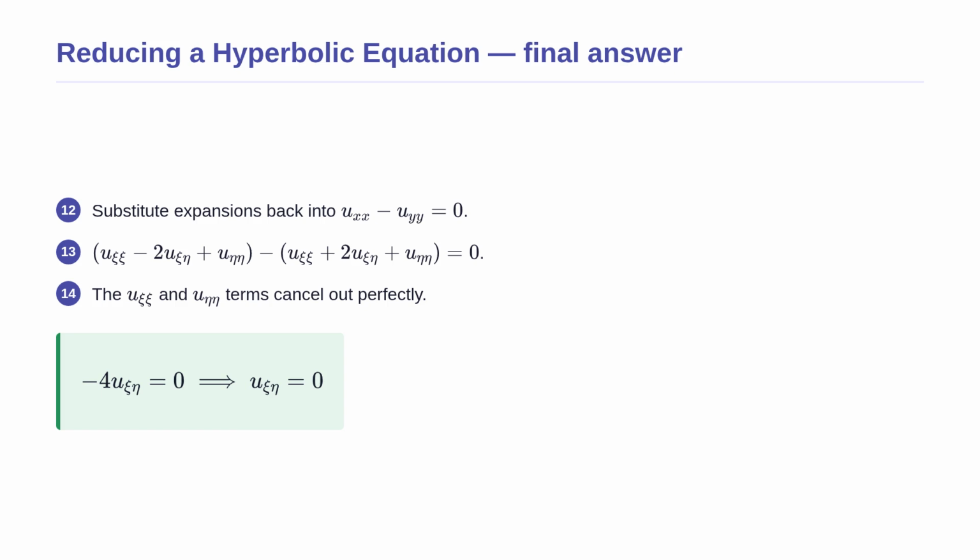Look closely at what happens when we distribute the negative sign. The pure second derivative terms cancel each other out perfectly. The only things left are the mixed derivative terms, which combine to give negative 4 times u sub xi eta equals 0. Dividing by negative 4 leaves us with our final canonical form. This incredibly simple result tells us the mixed derivative is 0, which is trivial to solve by integrating twice.